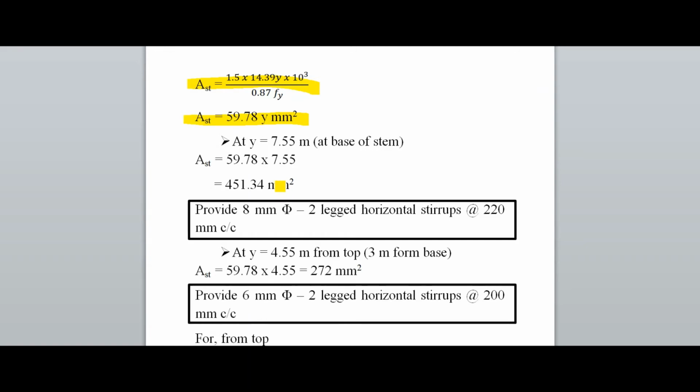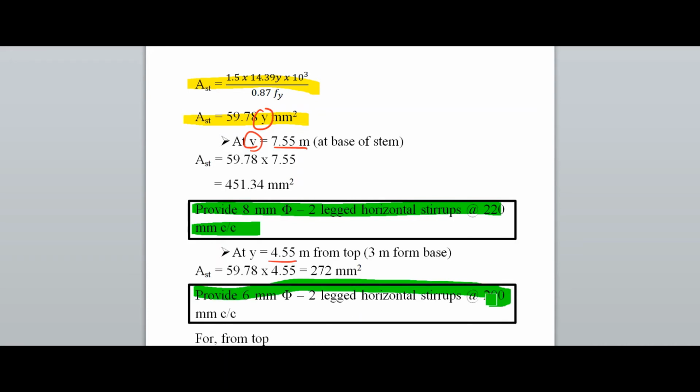So y is here. I put y as 7.55, and at that time the design is changed. If I put y as 4.55, again the design is changed. And this changing design, you can see here, is 8 mm dia two-legged horizontal stirrups at 220 mm center to center. But at y 4.5, 6 mm dia two-legged horizontal stirrups at 200 mm center to center. What happened? Reduction in the steel. That means reduction in the cost.